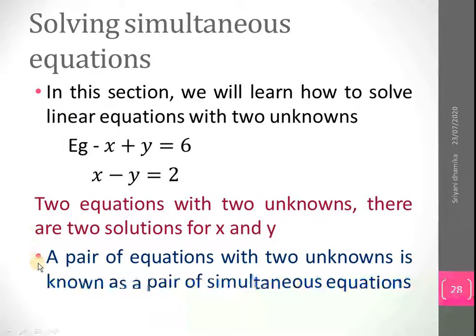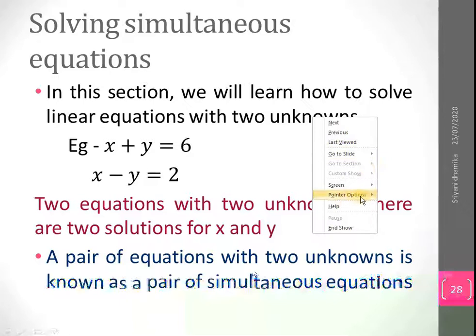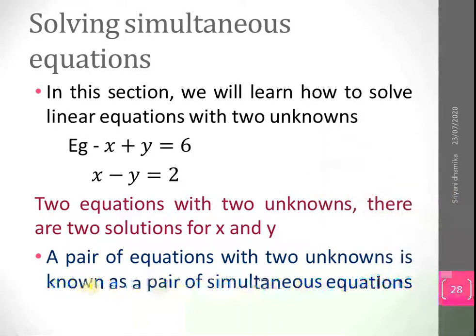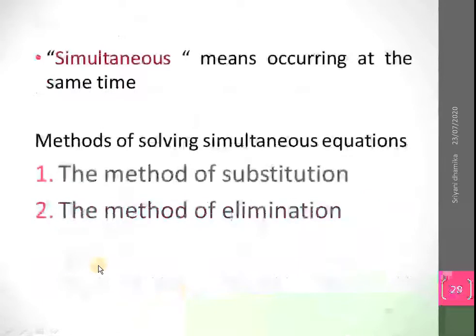Simultaneous equations we can identify as a pair of equations with 2 unknowns. A pair of equations with 2 unknowns is known as a pair of simultaneous equations. Now simultaneous means occurring at the same time.